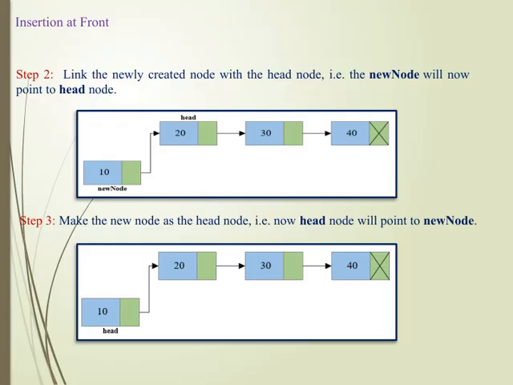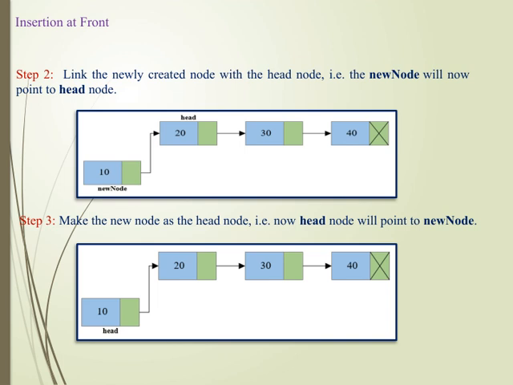All right, let's walk through the process of inserting a new node at the front of a linked list. First, after creating the new node, the key step is to link this new node to the existing list. So, we make the new node point to the current head node. This essentially connects our new node to the rest of the list. Next, we need to update the head pointer itself. We make the new node the new head node, so that now the head points to this newly inserted node. This way, the new node becomes the first element in the list.